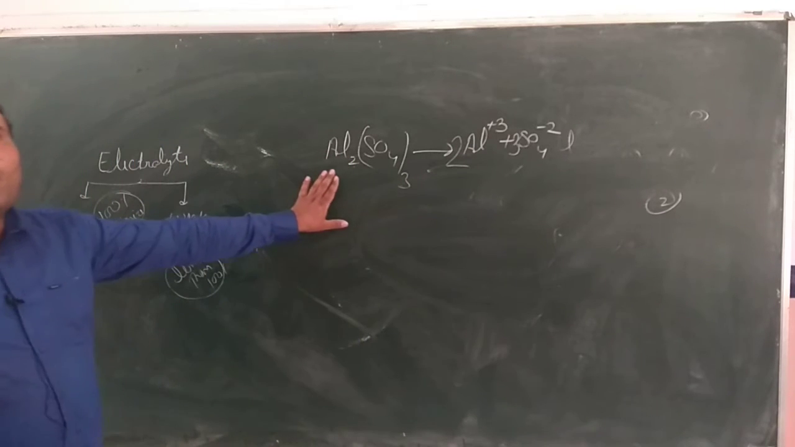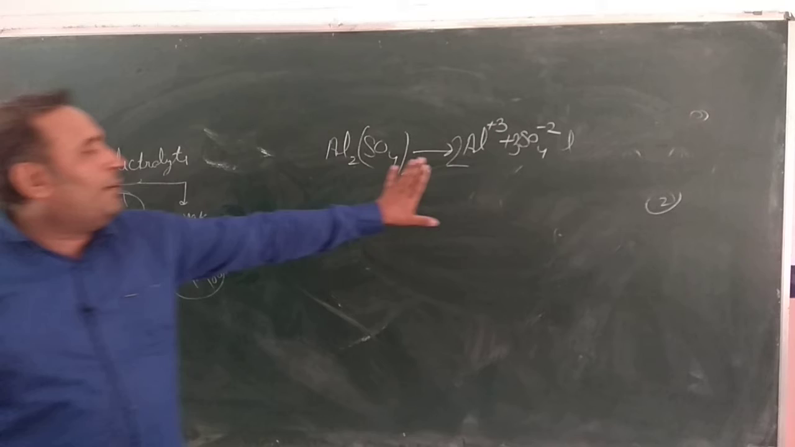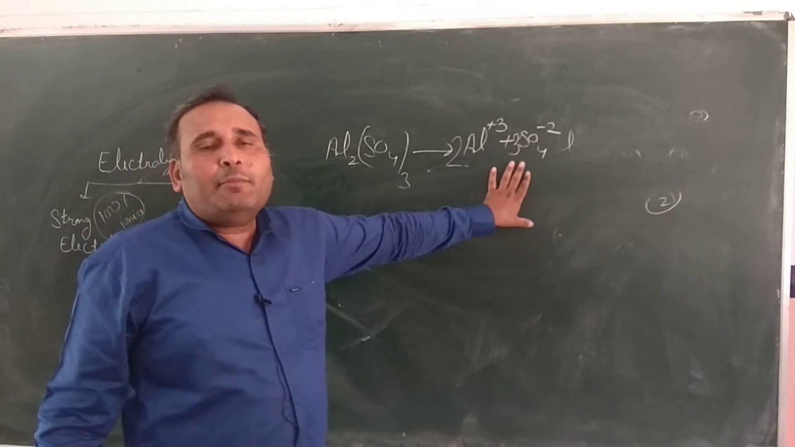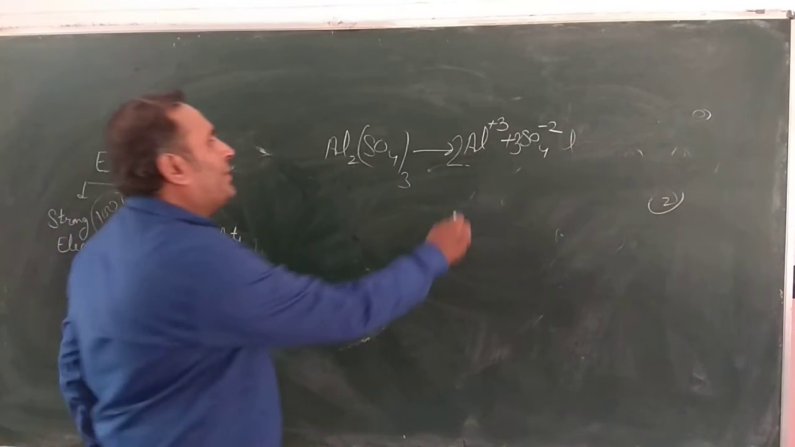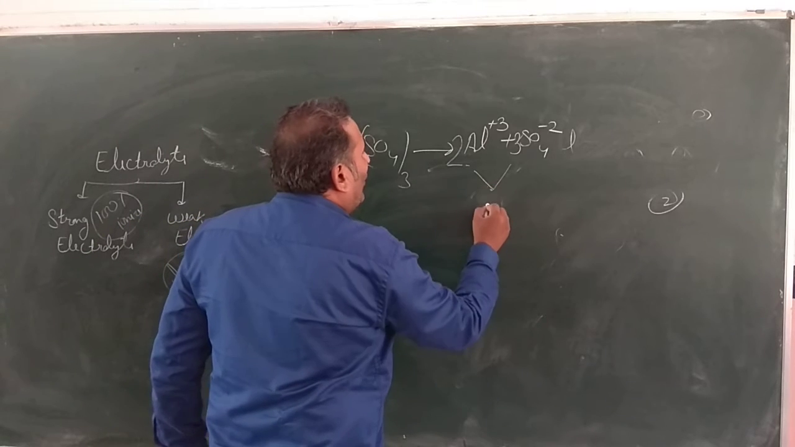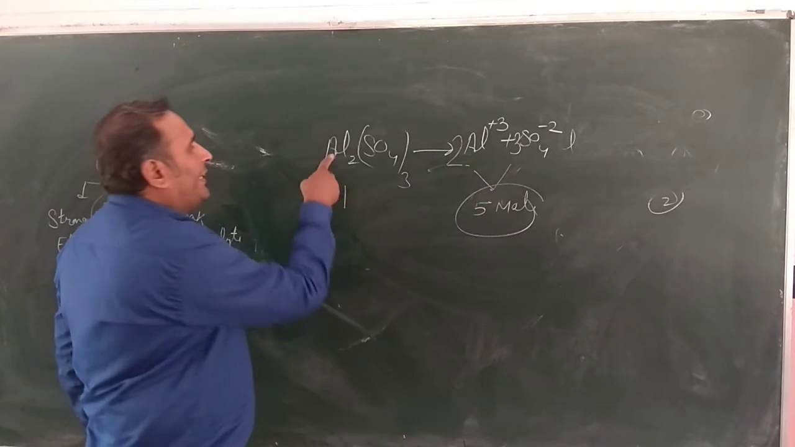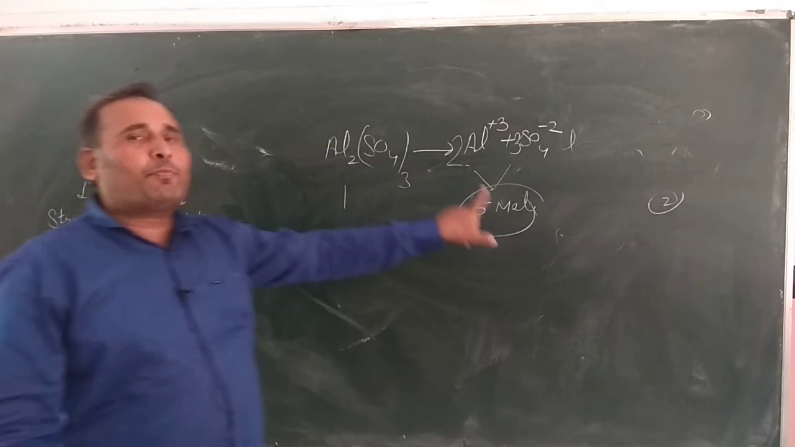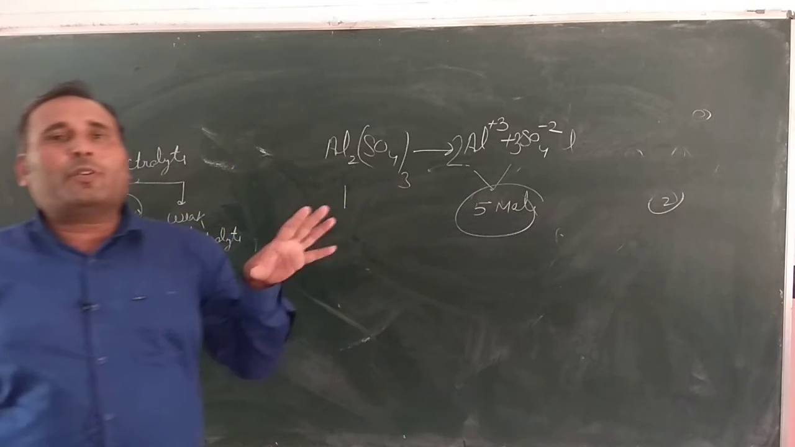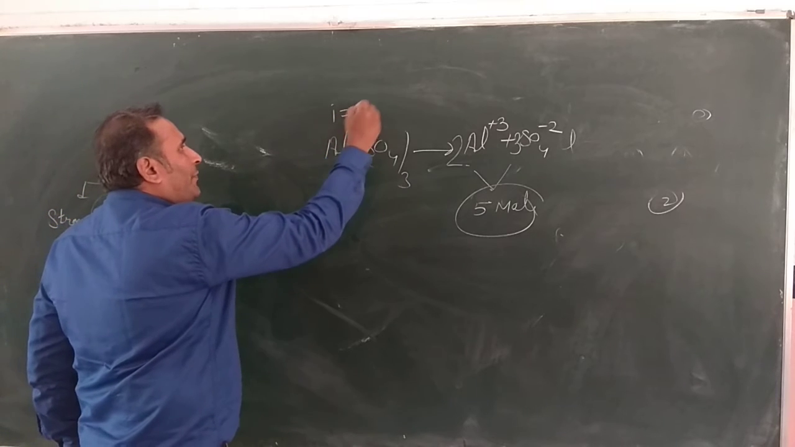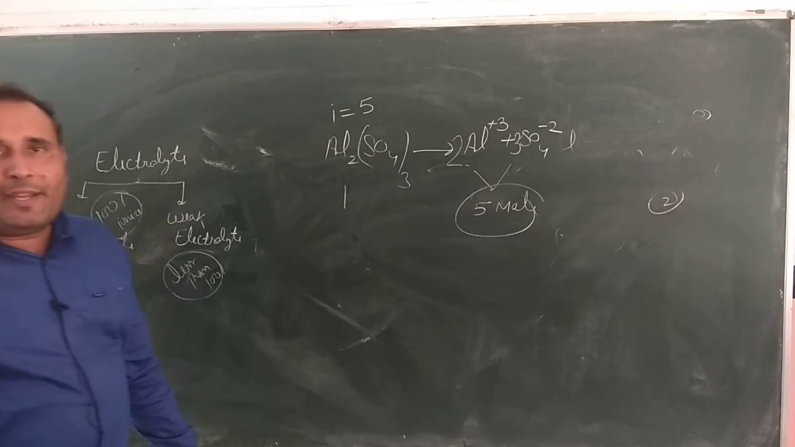So we can say 1 mole of aluminium sulfate will produce 2 mole of aluminium ion and 3 mole of sulfate ion after ionization. So total are 5 mole. So we can say if we are taking 1 mole of aluminium sulfate, it is producing 5 mole of total ion. That's why van't Hoff factor of aluminium sulfate is equal to 5.